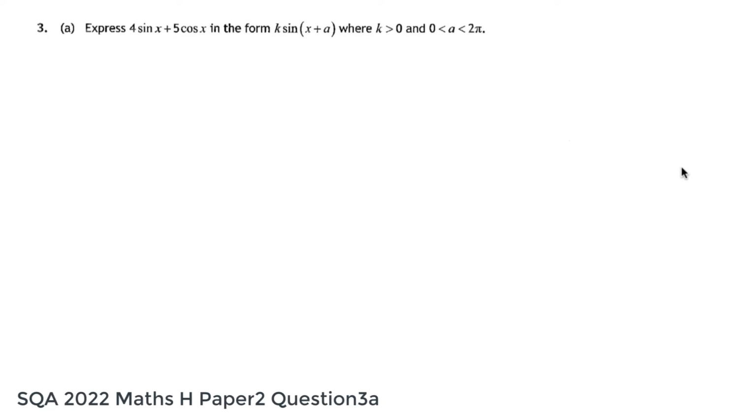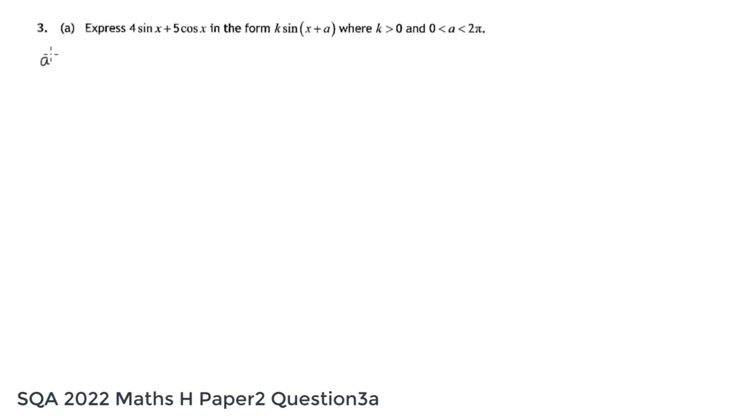So here we have question 3. We're asked to rewrite this trig expression of 4 sine x plus 5 cos x in this particular form, k sine of x plus a, and we're given conditions on the values k and a, the constants k and a.